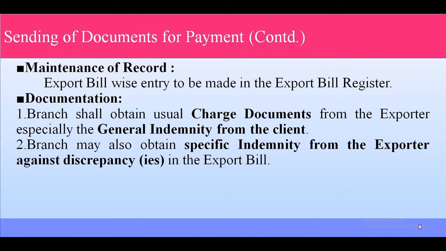Export bill-wise entry to be made in the export bill register. Documentation. 1. Branch shall obtain usual charge documents from the exporter, especially the general indemnity from the client. 2. Branch may also obtain specific indemnity from the exporter against discrepancy in the export bill.